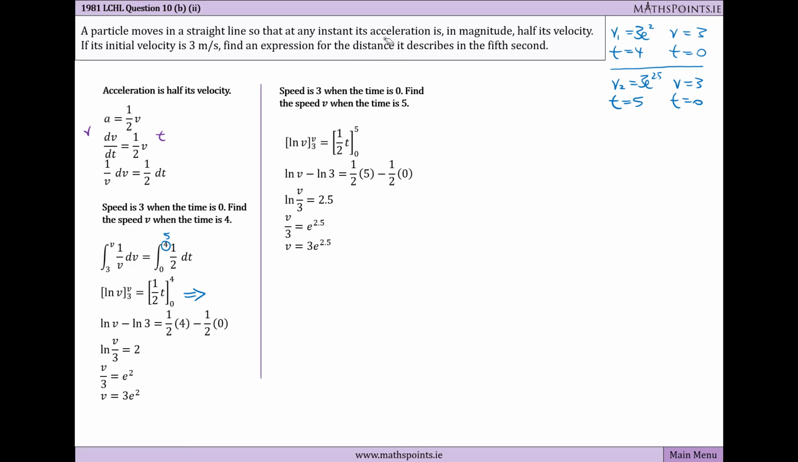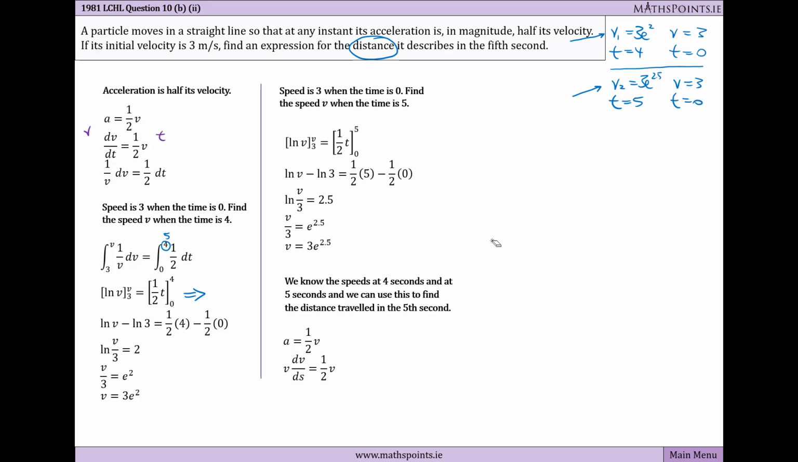So as mentioned before, we're not going to find the distance traveled in a particular time. Rather, we're going to find the distance traveled from moving it with a speed of 3e to the power of 2 to a speed of 3e to the power of 2.5. The reason we're doing that is because we have a second differential equation that says that a is equal to half v, and a then is v dv ds. So if we know the velocities, we can then find the distance traveled in moving from one velocity to another. Whereas we don't have a formula that combines t, the time, with s, the distance.